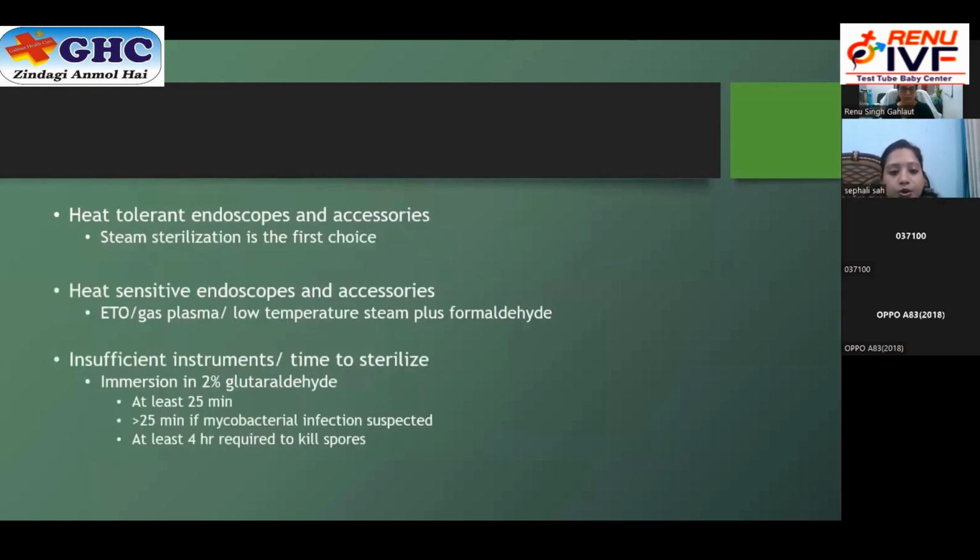For heat tolerant endoscopes and accessories, autoclaving is the first choice. For heat sensitive endoscopes and accessories, ETO, gas plasma, and low temperature steam plus formaldehyde are used. And if there is insufficient time to sterilize the instrument, if you have less time, then how will you sterilize the instrument for the next surgery? Simply immerse it in Cidex solution for at least 25 minutes. If a mycobacterial infection is suspected, then more than 25 minutes is required. That is high level disinfection, and 4 hours are required for killing the spores.